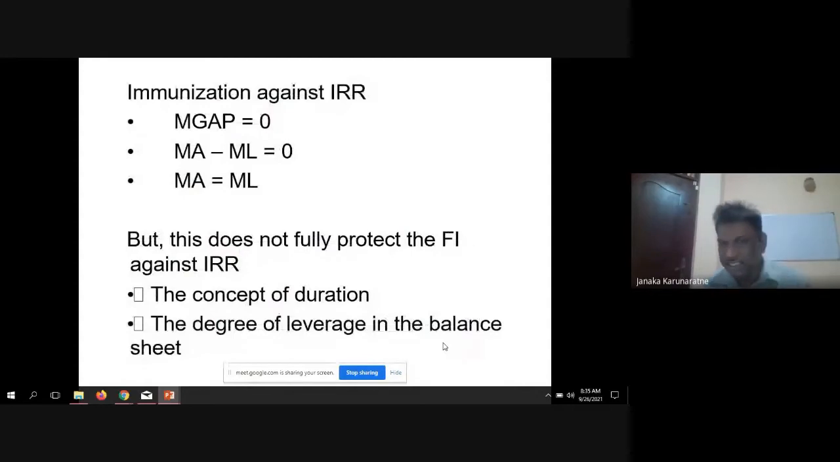I think this is where we stopped. I think we were looking at a couple of models which we can use to measure the impact of interest rate changes on either your income or your equity. So basically, the two models we discussed were the repricing gap model and what you call the maturity gap model.